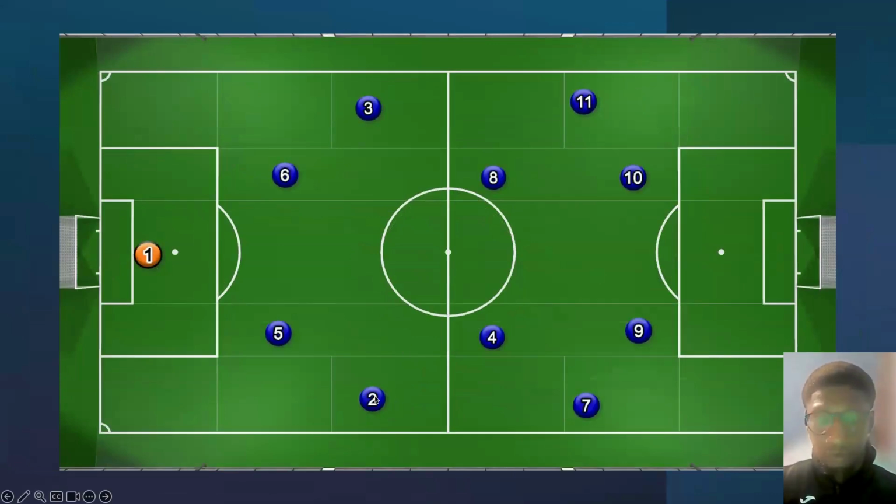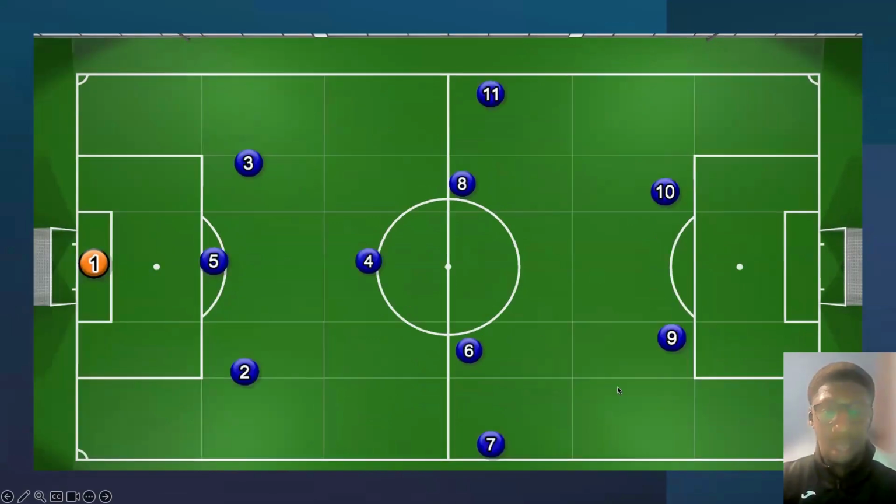Another example in a 4-4-2. Again, you've got a right back, and then a left back as well, who will be the number 3, and then you've got the 2 centre midfielders, and then the right winger and left winger. And then in a 3-5-2 formation, you'll have a right wing back being a number 7, and a left wing back being a number 11.